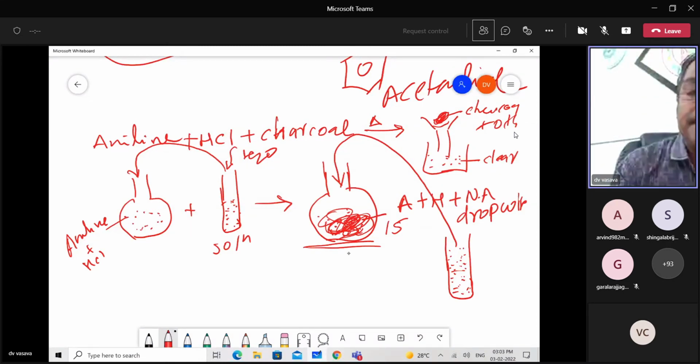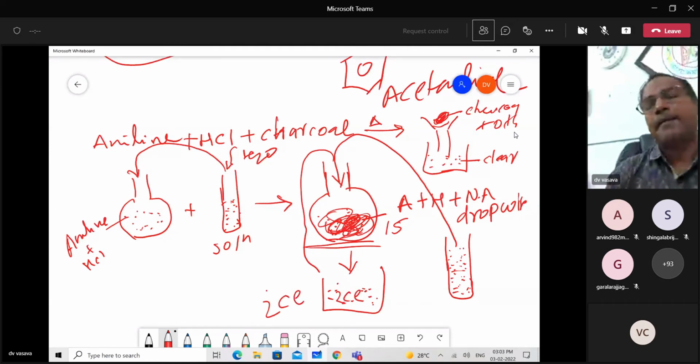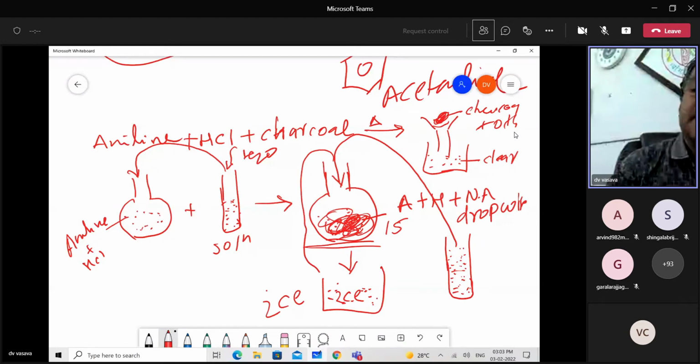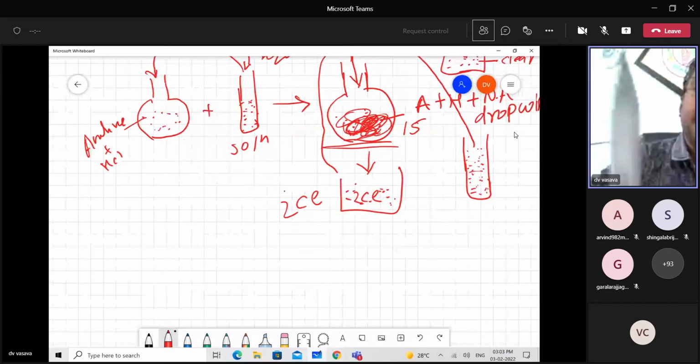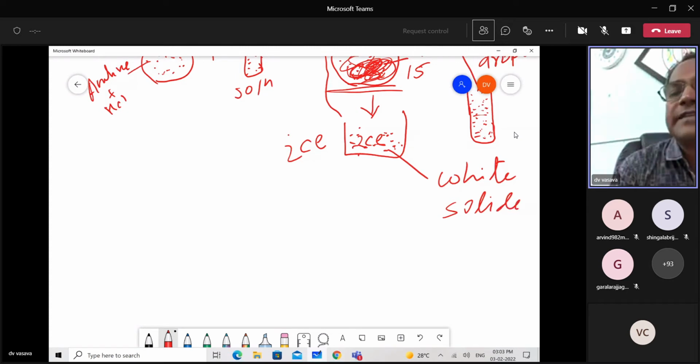After that, you can pour or transfer the solution in the beaker that contains ice. Now you can transfer this solution in the beaker that contains the ice. So here you will see a white solid of the acetanilide.